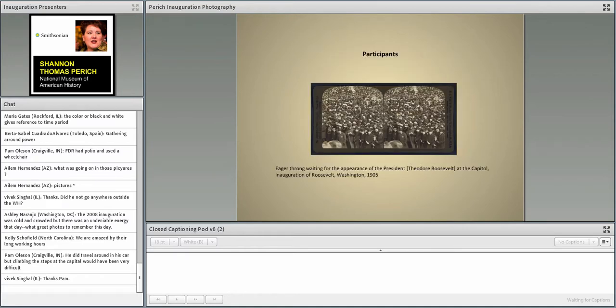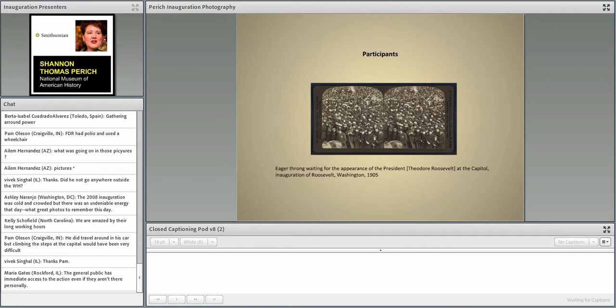So let's look at who the participants are in the inauguration of Roosevelt. This is the first Roosevelt, Teddy Roosevelt, in 1905.